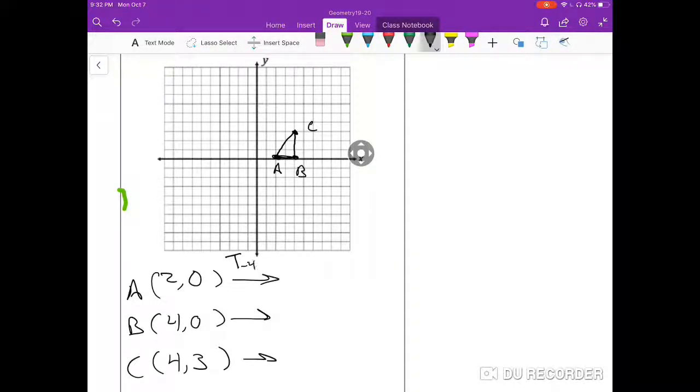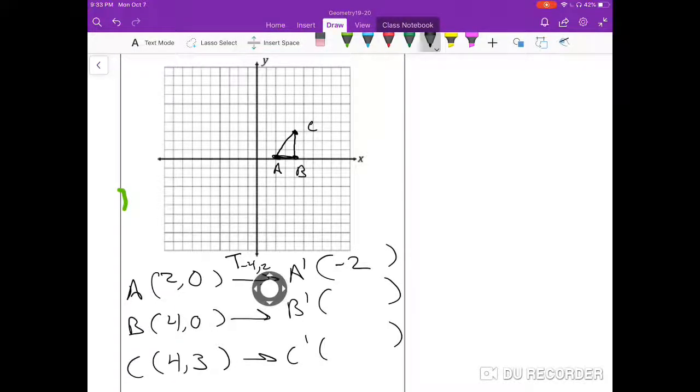So we're going to do a translation of -4, 2. And again, I'm just going to add. So I'm going to do 1 point at a time. So I'm going to do this 2 plus this negative 4, which is going to get me negative 2. Then I'm going to do this 0 plus this 2, which makes 2. So that's my first point. And I'm going to do 4 and a negative 4, which makes 0. I'm going to do 0 and a 2, which makes 2. Do 4 and a negative 4, which also makes 0. And a 3 and a 2, which makes 5. So these are my new coordinates here. That's going to be my answers.